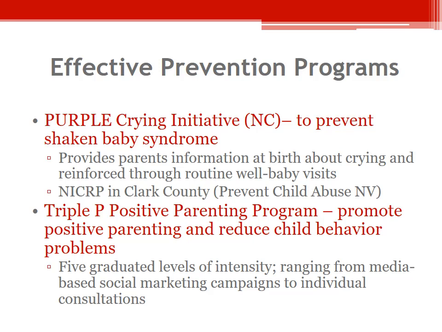The Triple P Positive Parenting Program came from Australia but has since been brought to the United States. It's a way to promote positive parenting and reduce child behavioral problems. This program is based on scientifically supported interventions that have been proven effective in several randomized clinical trials. Triple P also has 5 graduated levels of intensity, which range from media-based social marketing campaigns all the way up to individual consultations. Parents themselves set the goals for their own participation in Triple P, and they take responsibility for choosing the strategies that best suit their families.